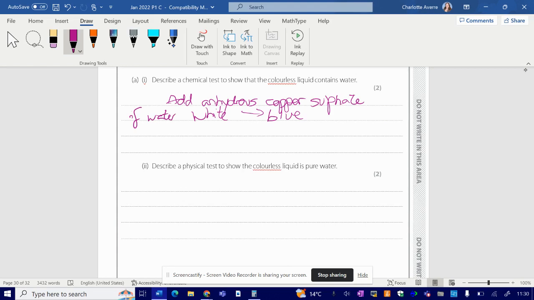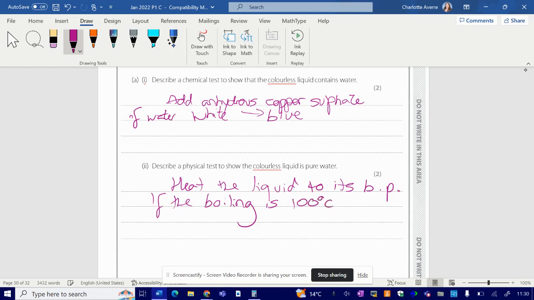Okay, what is a physical test? Physical test is its boiling point. So heat the liquid to its boiling point. If the boiling point is 100, then it's water. It's exactly 100. Okay.